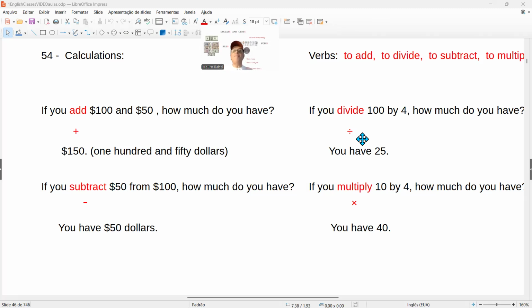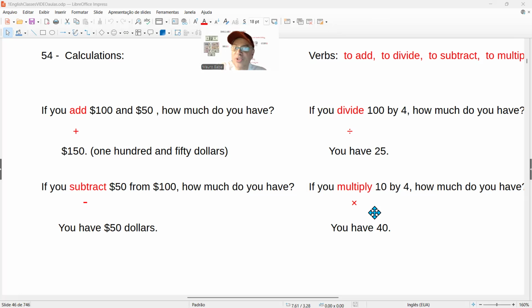Perfect. E agora multiply. Times. 2 times 2. 2 multiplies. Não vamos conjugar não. Deixa assim. Multiply. If you multiply. O verbo é to multiply. Let's repeat. Multiply. Again. To multiply. One more time. To multiply. All right.